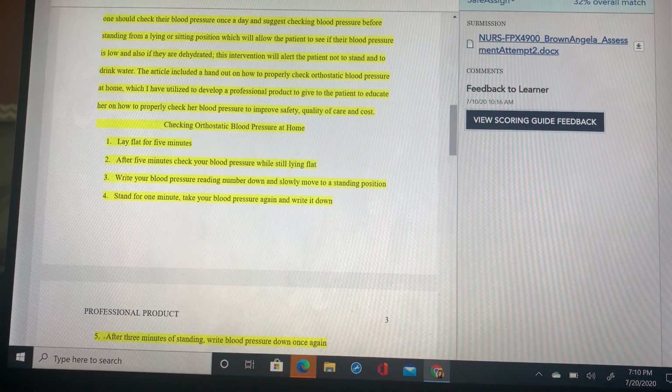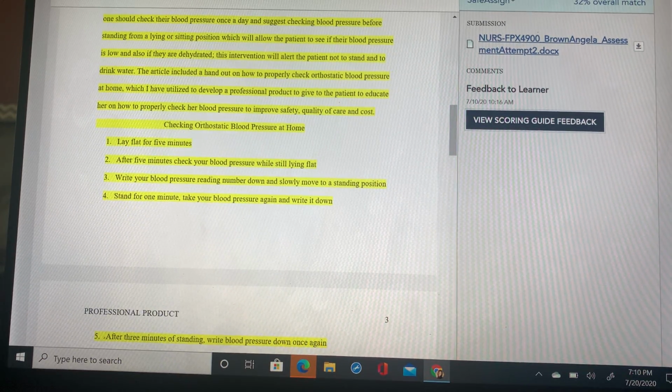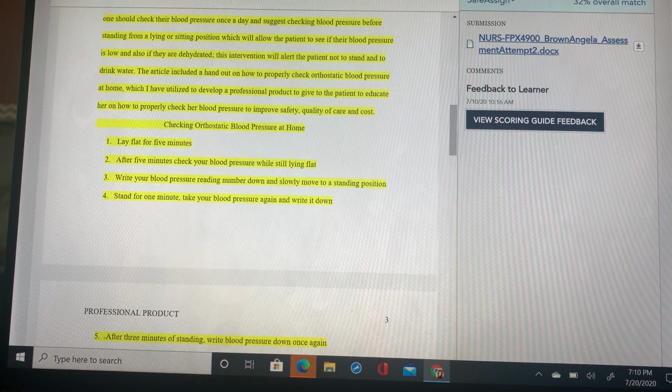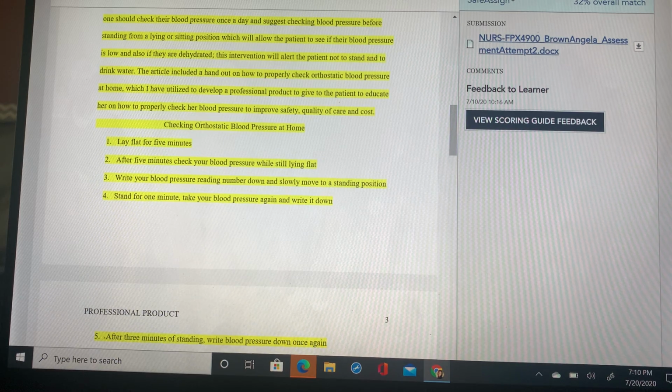1, lay flat for 5 minutes. 2, after 5 minutes, check your blood pressure while still laying flat. 3, write your blood pressure reading number down and slowly move from a standing position.